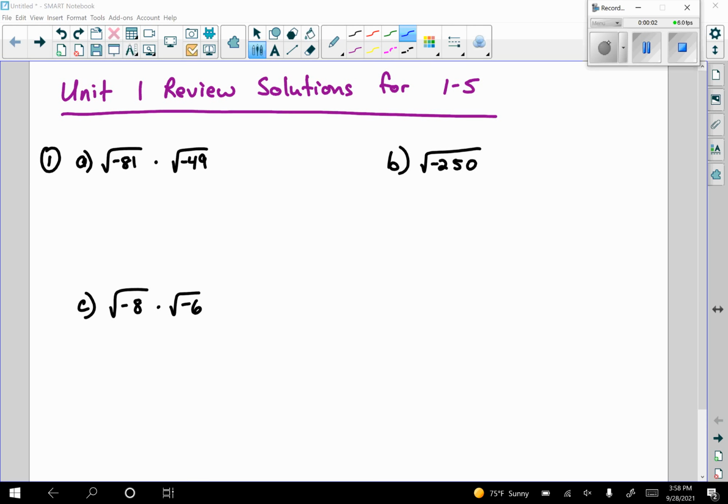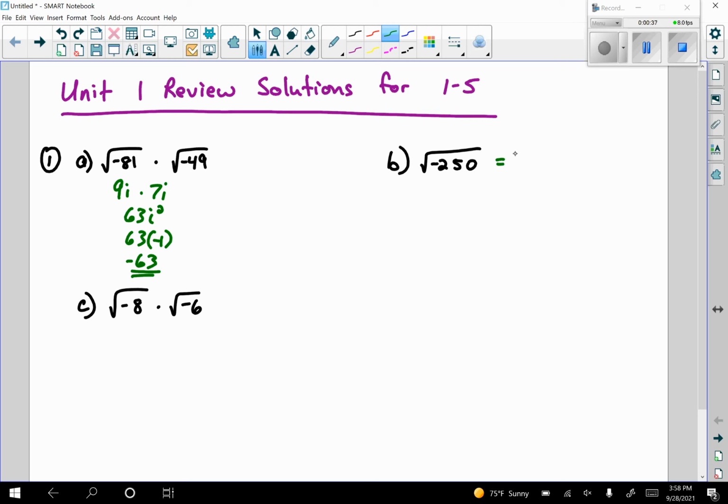This is the first of 3 videos I will make to go over all of the solutions to the Unit 1 review. Starting with 1a, here we have square roots and we have negatives underneath. So what we could do first is just simplify this radical. So this will turn into a 9i, because these two numbers are perfect squares, and then we'll have times 7i. Multiplying this together, we'll get 63i squared. And if you recall, i squared is equal to -1, so this is the same as saying 63 times -1, or -63 is our final answer.